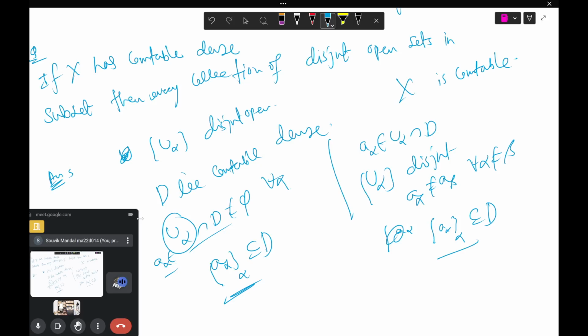Sir, the collection A alpha consists of distinct points, one from each U alpha. Yes, right. Why do these points exist? Because D is dense and U alpha is open, and dense means it intersects every open set. So U alpha intersection D is non-empty, and we can choose a point A alpha from U alpha intersection D. Okay, sir. Do you understand? Yes, sir.